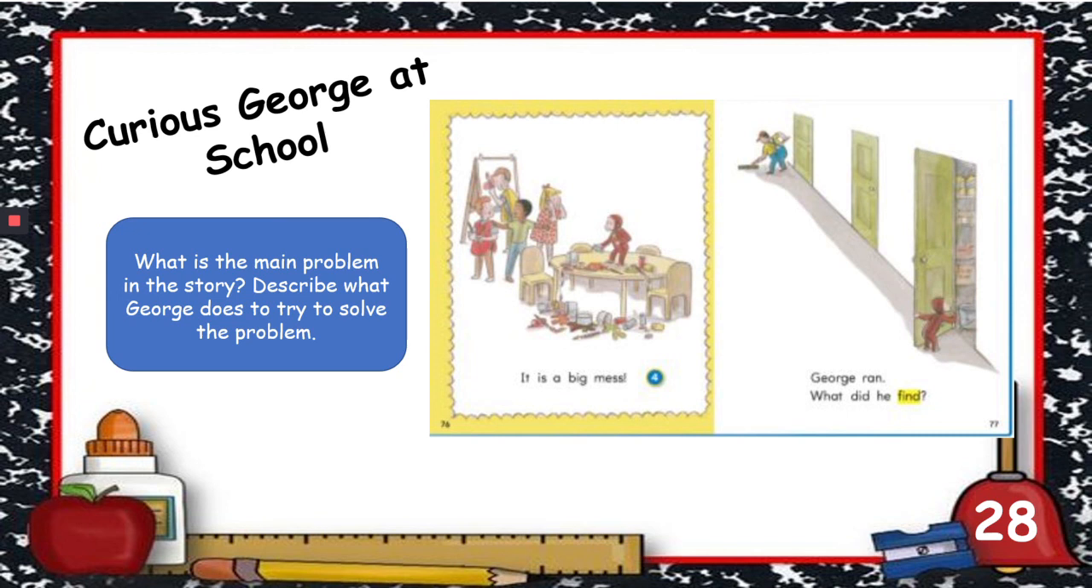I have another question. Look at the pictures closely and look at the words in this story. What is the main problem in the story? Describe what George does to try to solve the problem. The problem is George made a big mess with the paints. George solves the problem by looking in the closet, and it looks like he can see a bucket full of water. Let's read on to find out if the mess gets cleaned up.